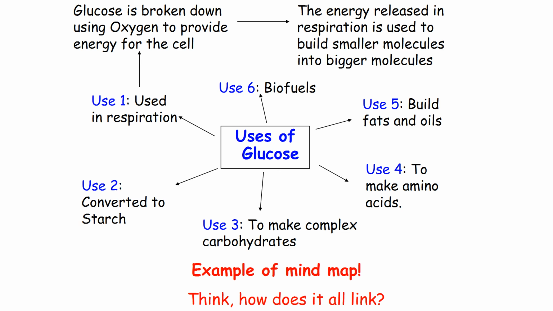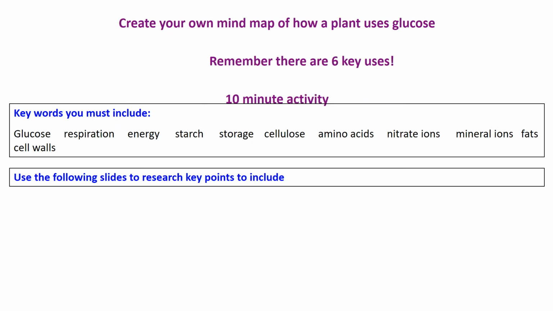So what we're going to do is you've got 10 minutes and you are going to include all these following keywords in your mind map. You might want to make 2 mind maps. It might take more than 10 minutes. However, the following slides give you all the information you need, so it might be worth rewinding this back to 16 minutes each time and watching through a couple of times, pausing it and making notes on each of the areas. You're going to make your own mind map covering those 6 key uses of glucose.